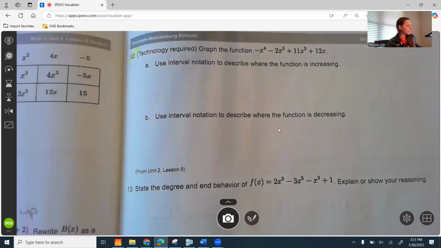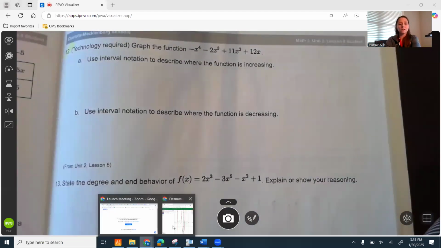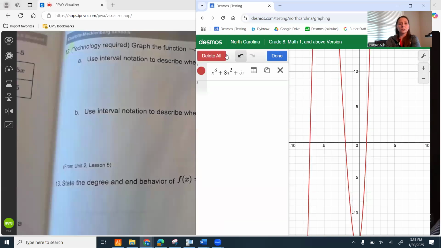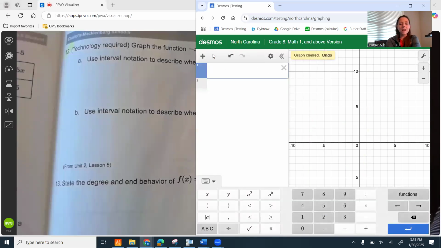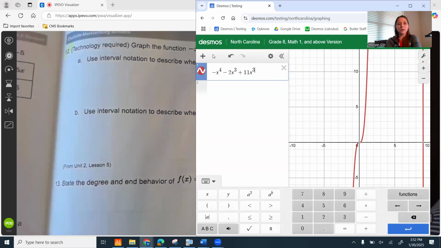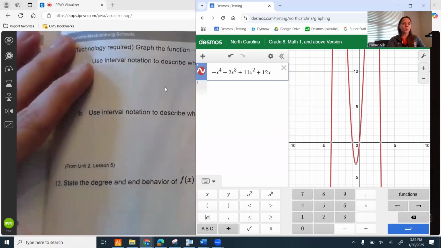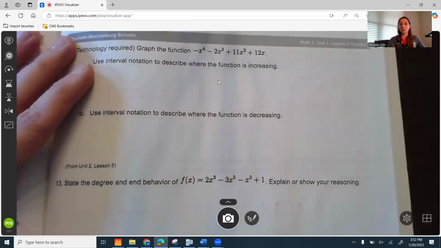We want to graph this function. Okay, so I'm going to start by graphing it. All right, and so -x raised to the 4th minus 2x cubed plus 11x, oops, I didn't put the x squared, oops, all right, plus 12x. All right, so here we go. Use interval notation to describe where the function's increasing.